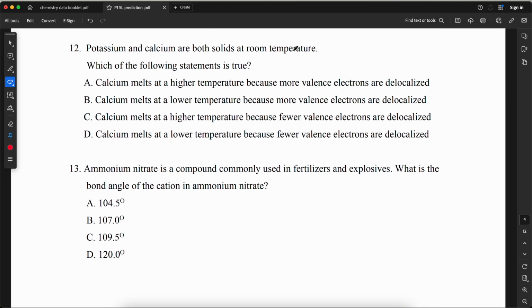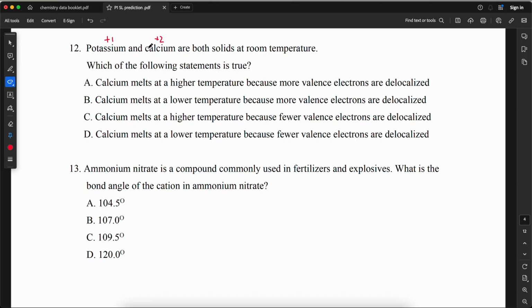Potassium and calcium are both solids at room temperature. Which of the following statements is true? For metals, melting point is determined by ion size, charge, and electron delocalization. Potassium comes from group 1. This is +1, and this one +2. Calcium has a bigger proton number compared to potassium. So the electrostatic force is higher in calcium compared to potassium with the delocalized electrons.